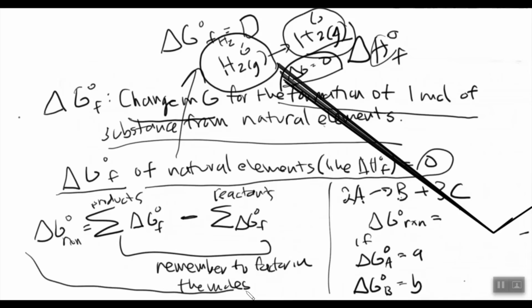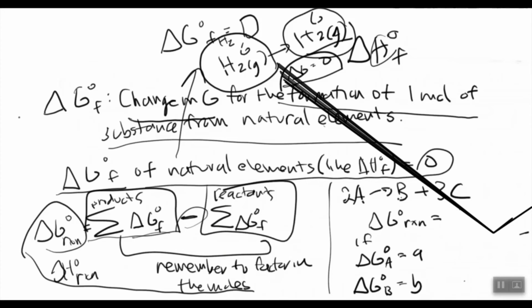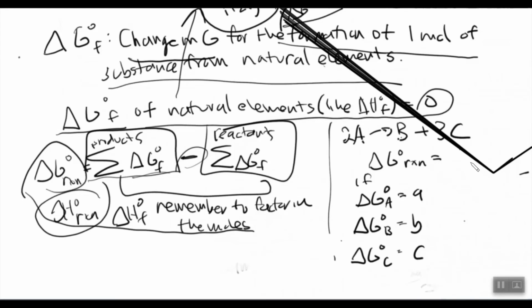So here's the equation. Remember, the delta G for a reaction, just like the delta H of a reaction, is the summation of the products' formations and the reactants' formations, and you're just going to subtract them. So you're going to sum up all the delta Gfs for the products, and you subtract that by all the delta Gfs of the reactants. Let's see how that works. It's really similar to how we do delta H, and we use delta H0 of F. It's basically the same process, and that's why I'm not really going to go too much into detail.